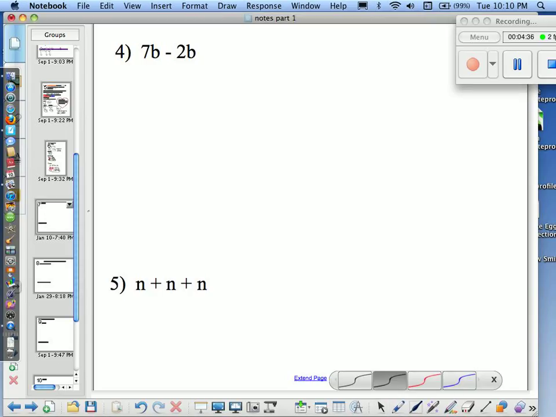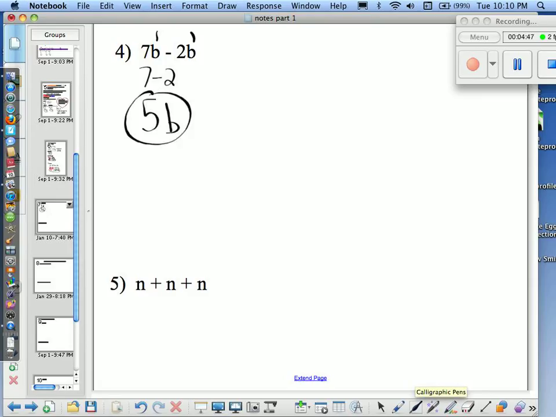Okay, we've got two like terms here, b to the first and b to the first. So we subtract 7 minus 2 to give us 5, and we keep that b. Okay, in number 5, we've got 1n plus 1n plus 1n. They're all to the first power, so they are like terms. So we've got 1 plus 1 plus 1, which is 3, and we have n of them.